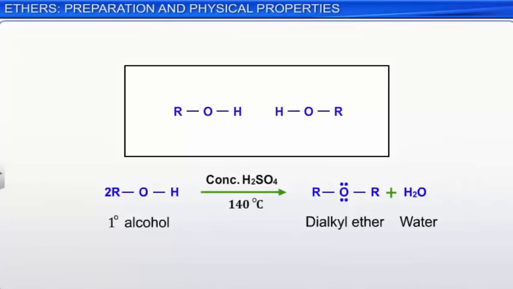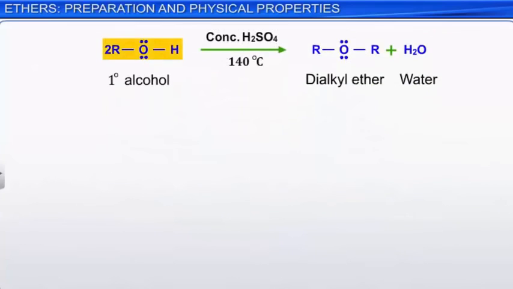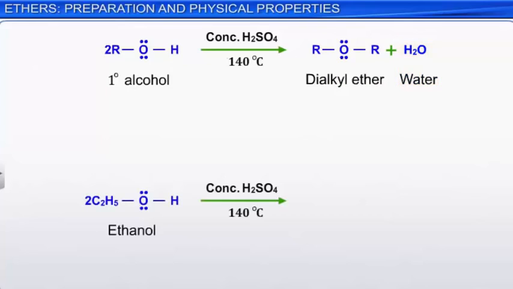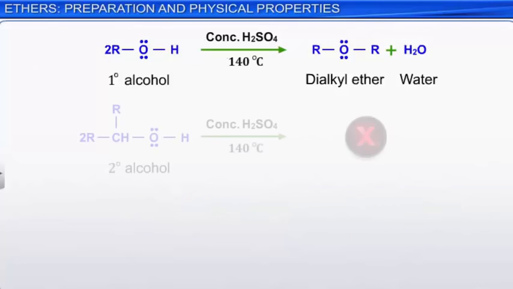One way to prepare ethers is by the dehydration of primary alcohols in the presence of an acid catalyst, typically sulfuric acid, at 140 degrees Celsius. Notice that two molecules of a primary alcohol form a dialkyl ether and water. For example, two molecules of ethanol undergo dehydration in the presence of concentrated sulfuric acid at 140 degrees Celsius to form ethoxyethane. This reaction does not work with secondary and tertiary alcohols.